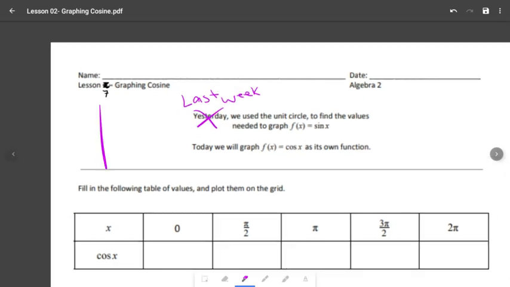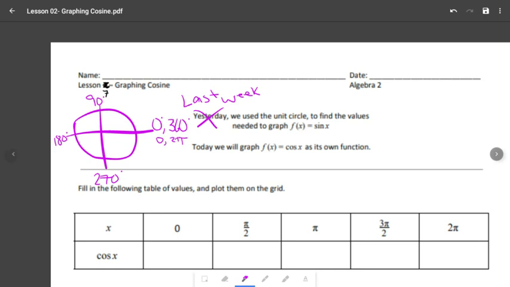So if you remember, here was our circle. We have 0 degrees and 360. We have 90 degrees, 180, 270. Remember, we ended up using radians, so that was really 0 and 2 pi. 90 degrees, remember converting, was pi over 2. 180 was pi, and 270 was 3 pi over 2. So if you need to go back to last Monday's lesson, you could see we did all those conversions.